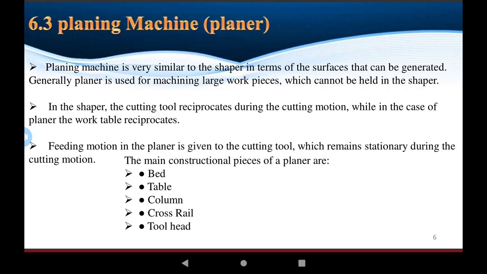The surface generated is very smooth, and the power required is very high. In the shaper, the cutting tool is reciprocated during the cutting motion. The shaper and planer machines, unlike the lathe machine, work with reciprocating motion: forward motion and backward motion. Forward motion is the forward stroke, and backward motion is the return stroke.